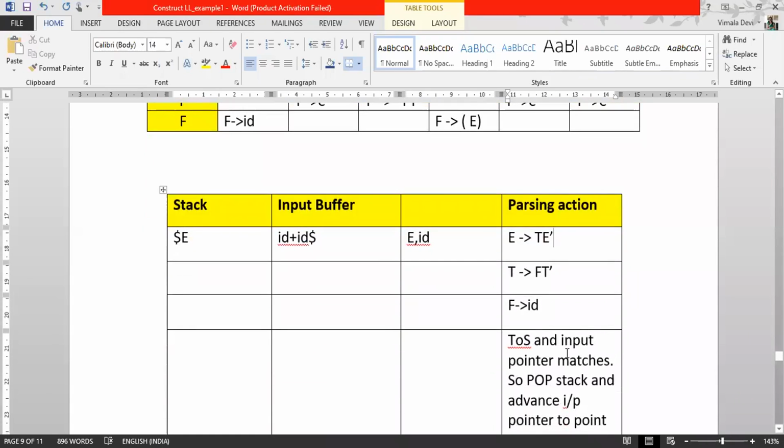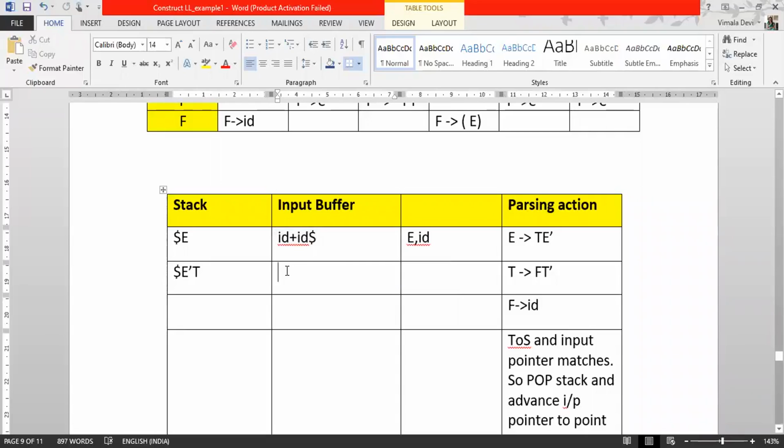So that is the action to be taken by the parser. So what is the parsing action it will take? Now, in the stack, in place of E, it is going to replace with TE dash, right? But while replacing with TE dash, first it will push E dash, then followed by T. T appears at the top of the stack. So carefully observe this. Now T appears at the top of the stack. So the input buffer remains the same.